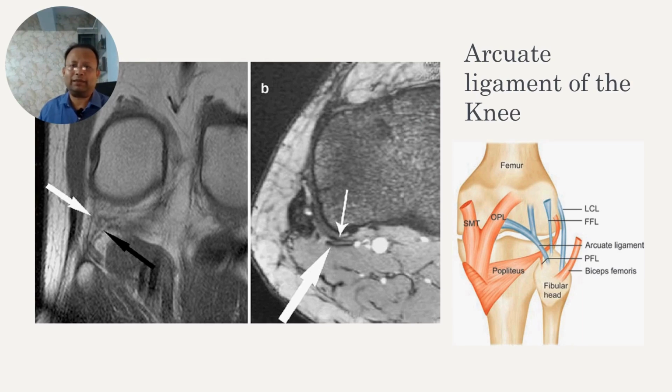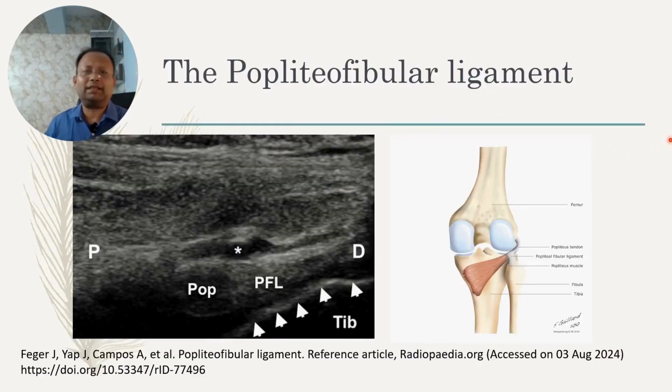Even the arcuate ligament is present only in 65% of cases. The fabella is also not present in all. We can see the popliteofibular ligament with a high frequency probe. So see the location. This is the popliteofibular ligament location.